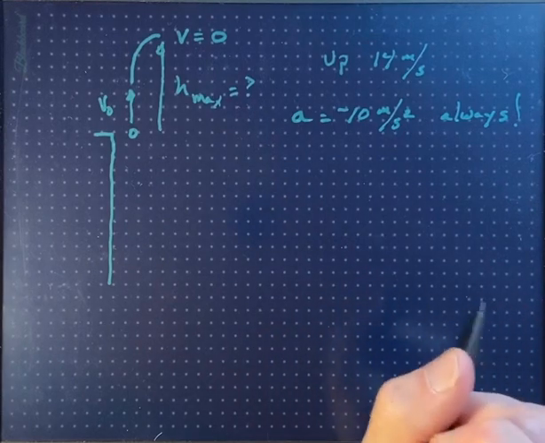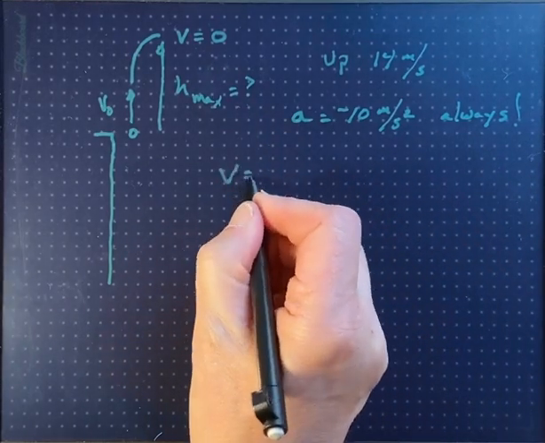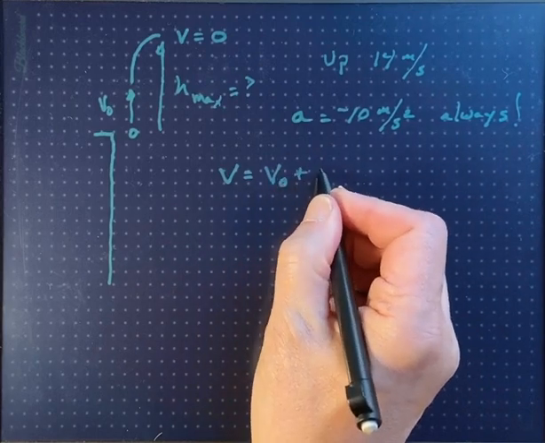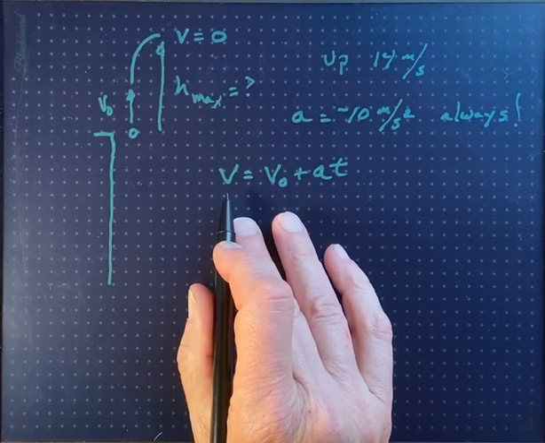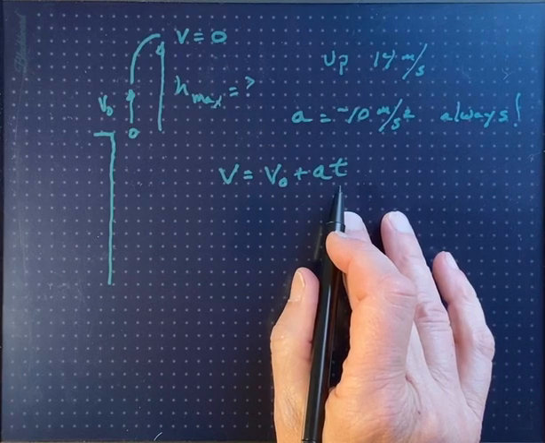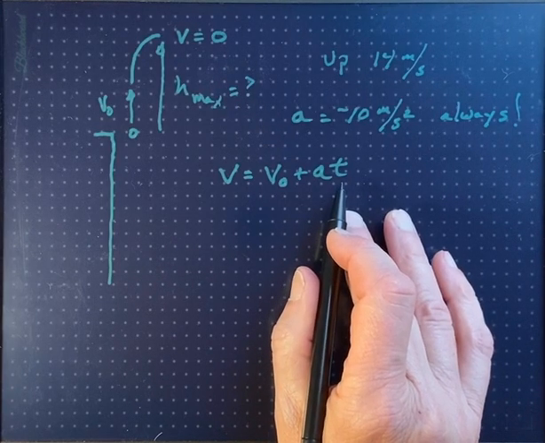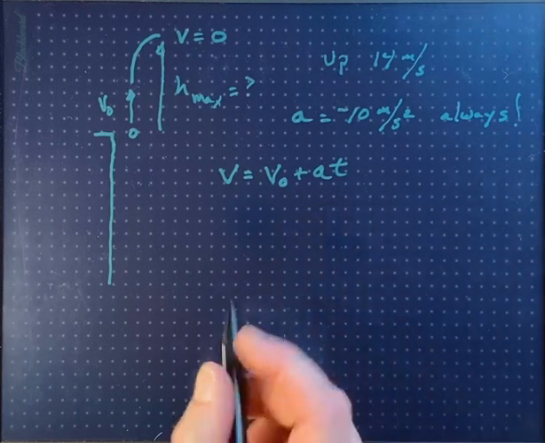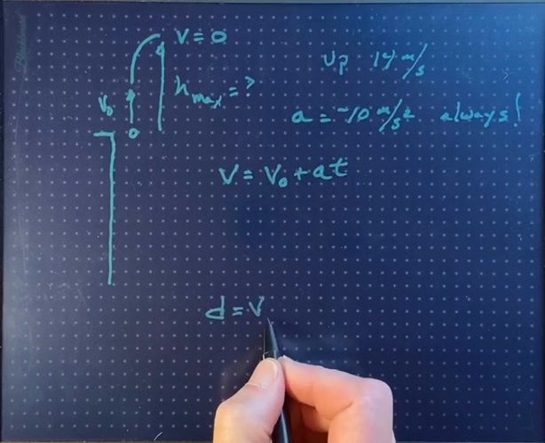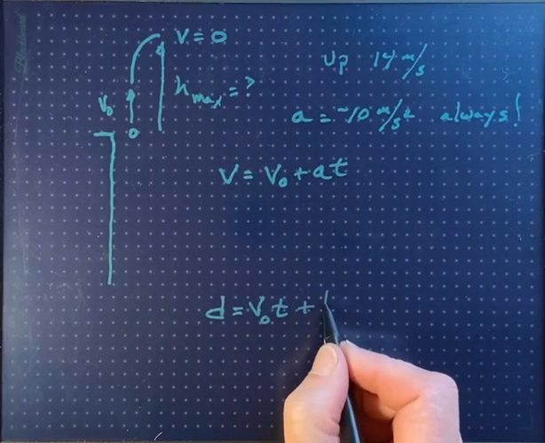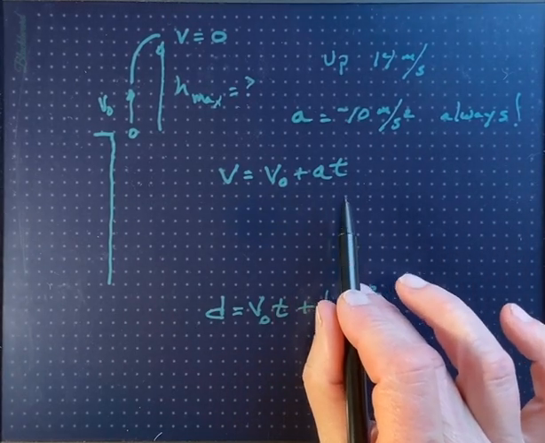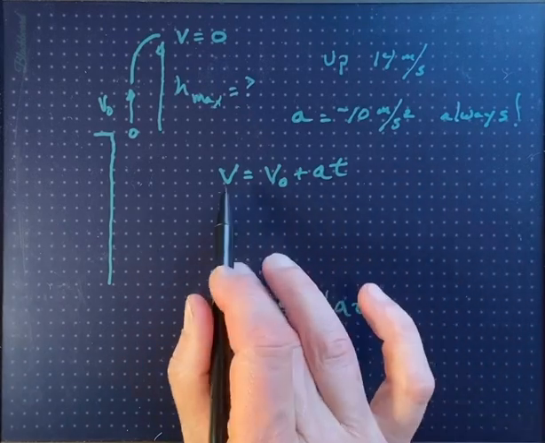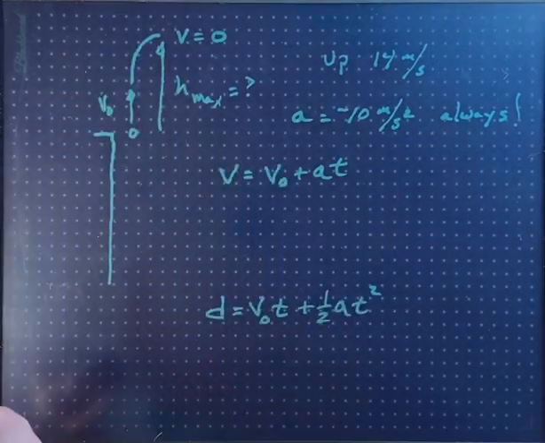So, how are we going to figure out how high it goes? Well, I can think of a two-step process. Since I know that v0 plus at equals the final velocity, I figure from this I could find how long it takes to get to the top. And then I could use the formula distance equals v0t plus 1/2 at squared to figure out how high it goes. So I'm going to use the first one to figure out how long it takes to get to the top, knowing that the velocity is 0 at the top.